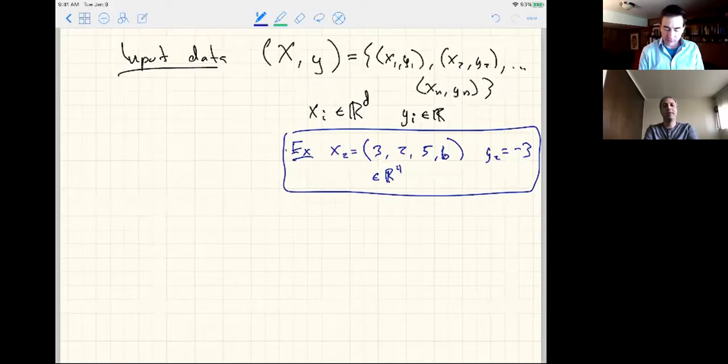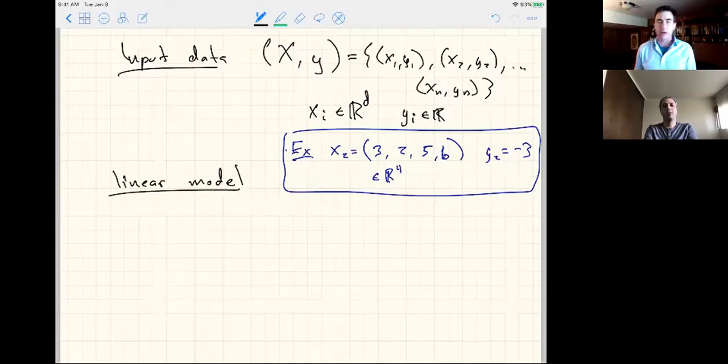So we still want to have a linear model. We're going to still try with a model which is linear, so it's still going to represent something kind of like a line. It's going to be a linear function. I'll write down the form of this just in a second.